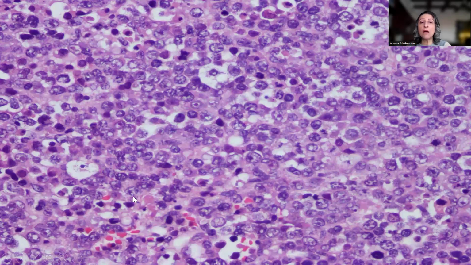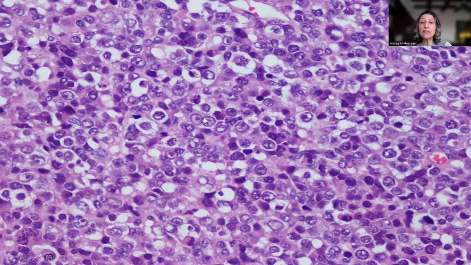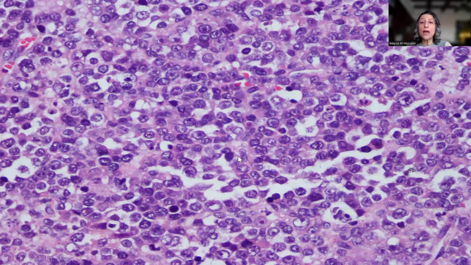But on even further higher power magnification, the cells have this round vesicular nucleus, prominent nucleolus, and then an ample amount of acidophilic cytoplasm, and plenty of necrosis and apoptosis in the background. The cells are large with vesicular nucleus, prominent nucleolus, and then a large amount of what appears to be granular acidophilic cytoplasm, an important clue to the diagnosis. Another area shows those large cells with a large nucleus, prominent nucleolus, and then the abundant acidophilic cytoplasm.